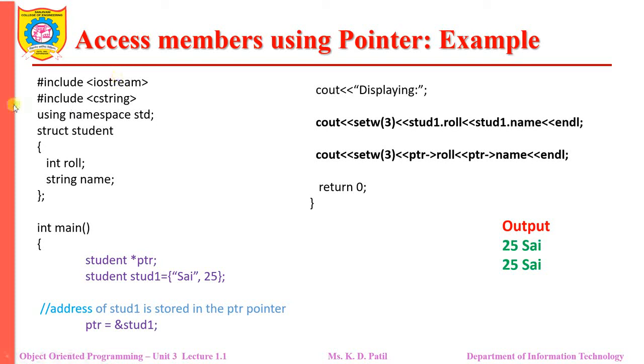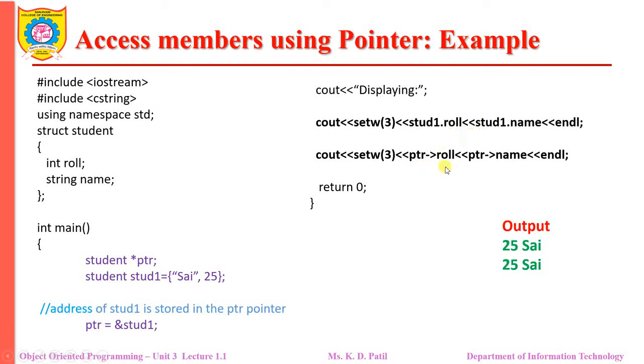Now if I want to display it, then I can use the cout statement, and if you want to display it in tabular form, then you can use the setw manipulator. Now if you observe the first cout statement, I have used the structure variable to access the members of the student structure. Here I have used stud1.roll and stud1.name to access the roll number and name of a student, which are members of student. So this is using the structure variable that I have accessed the members.